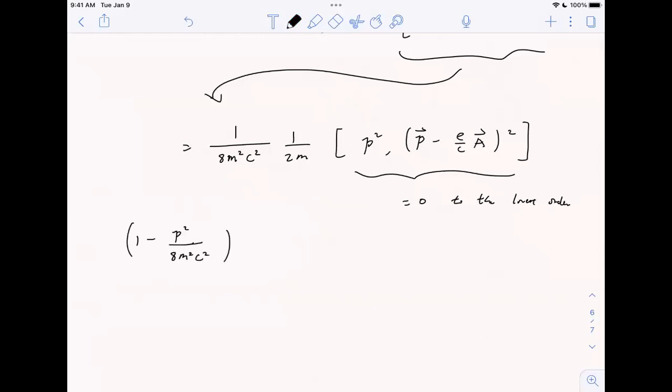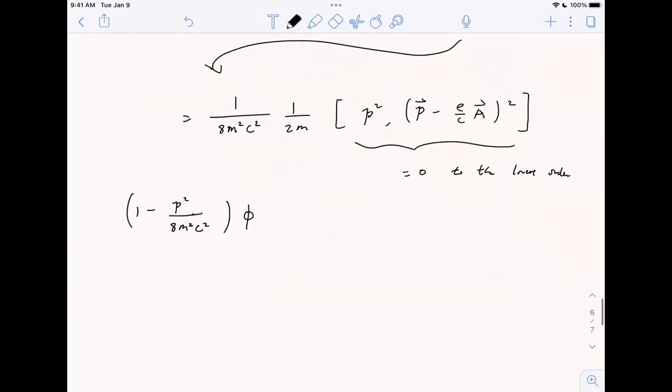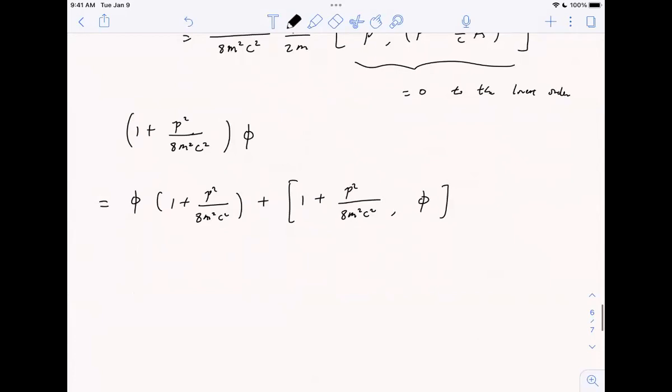So this one will apply on this function. This is the electrostatic potential. Okay, so let's see how they commute with each other. You switch the order, then you take a commutator, a plus. Okay, so this one, certainly it commutes with everything.